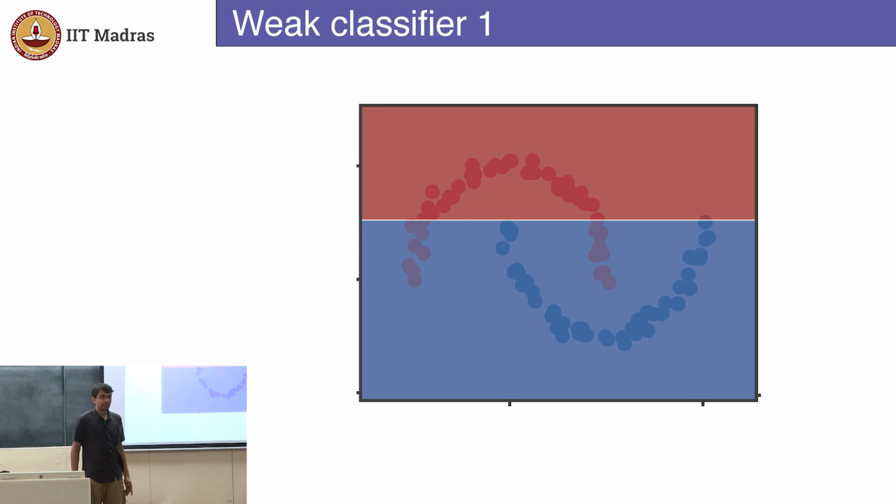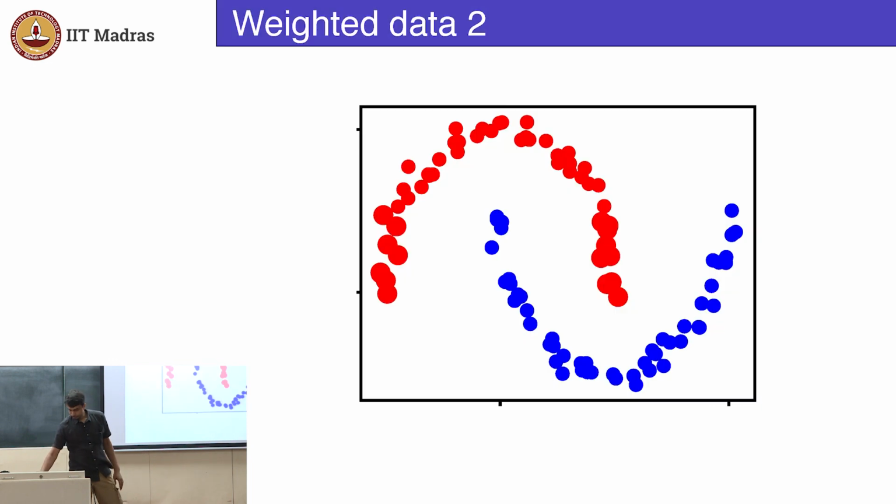Have you gotten 100% accuracy? No. So what are the points that you classified wrongly? These points, right? So what will happen to the weightage of all the points? The weightage of these points will increase. The weightage of the rest will stay the same, right? So you can see that these circles have gotten bigger, right? So is it visible? These circles are bigger than the other circles.